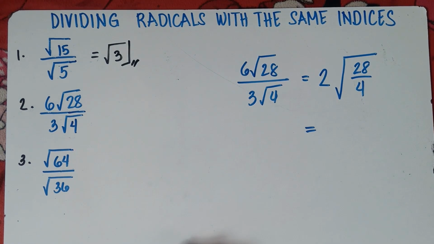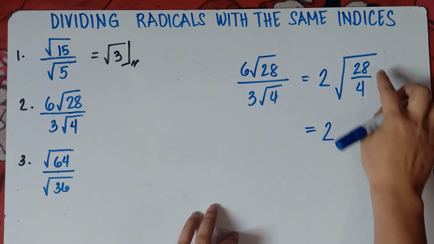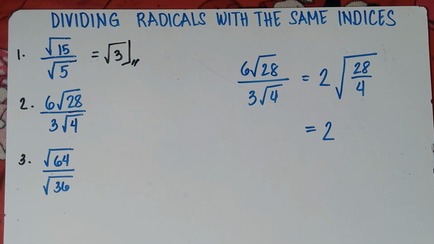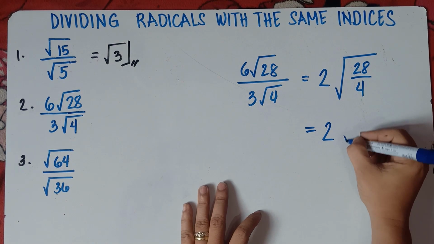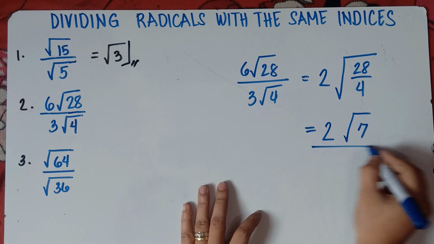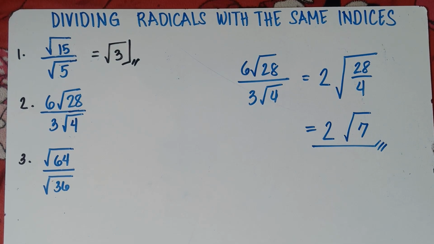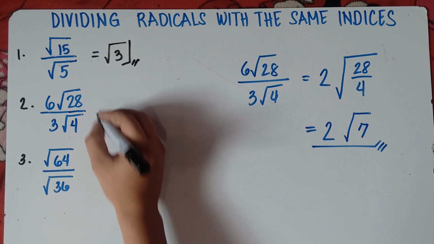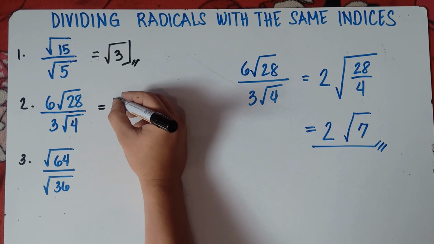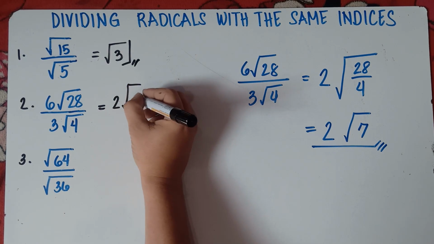So copy the 2, and 28 divided by 4, class. What's the answer? That's correct, that would be 7. So this will be 2 square root of 7. That's the answer for number 2. Easy, right? 2 square root of 7.